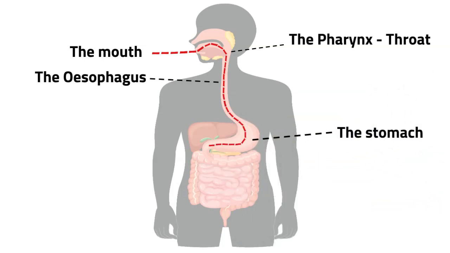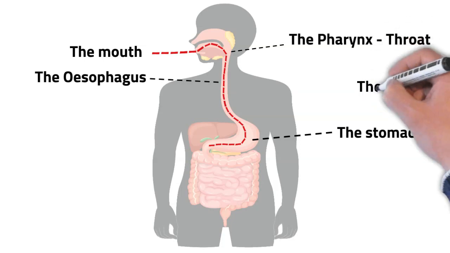The stomach is a muscular organ that digests food. It is part of your gastrointestinal tract, also referred to as the GI tract. When your stomach receives food, it contracts and produces acids and enzymes that break down the food.